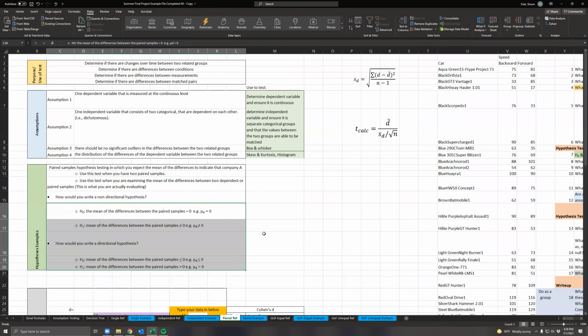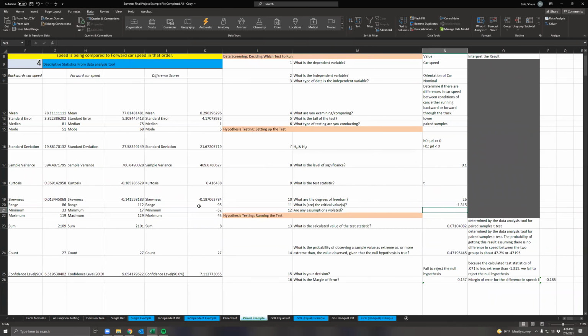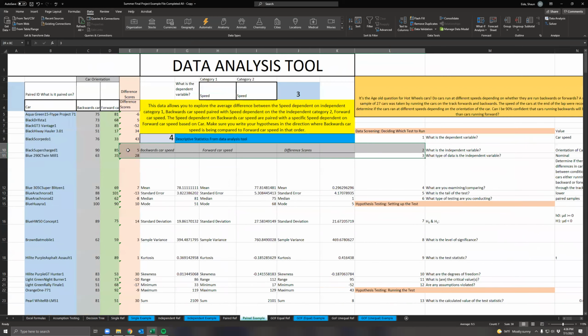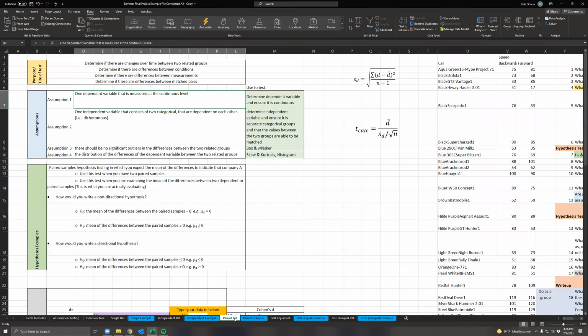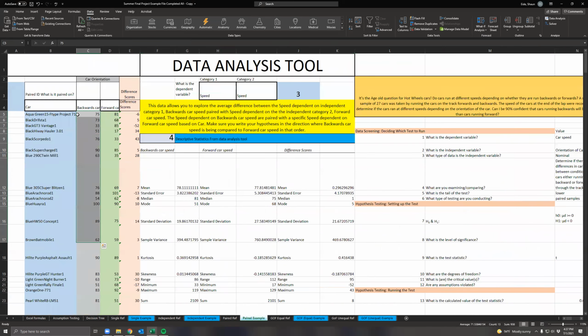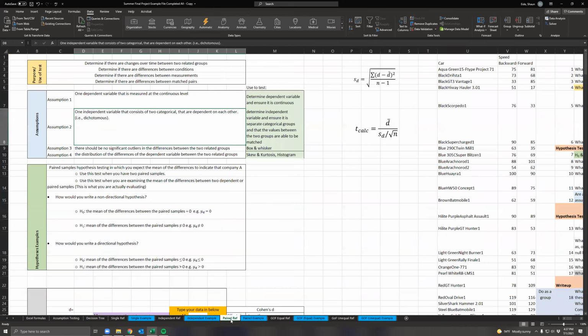So we're going to go to the paired reference and look at these assumptions. There's one dependent variable that's measured at the continuous level. Is there one dependent variable measured at the continuous level? Yes, car speed is that dependent variable. Next, one independent variable that consists of two categories, and that's the car orientation. This is the independent variable and it's got two categories, so that's good.